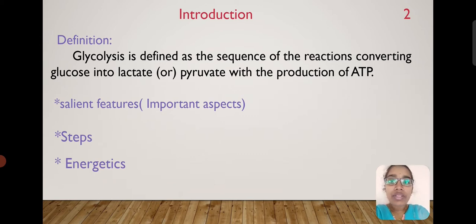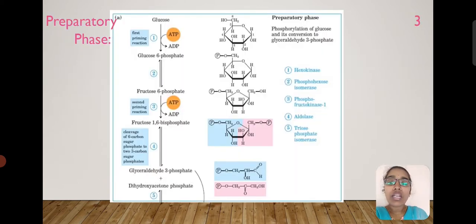In the preparative phase, glucose undergoes several biological reactions to produce glyceraldehyde 3-phosphate with the investment of ATP. In the payoff phase, glyceraldehyde 3-phosphate undergoes different biochemical reactions to synthesize ATP. Each phase includes different biochemical reactions. Coming to the preparative phase, it includes 5 biochemical reactions.